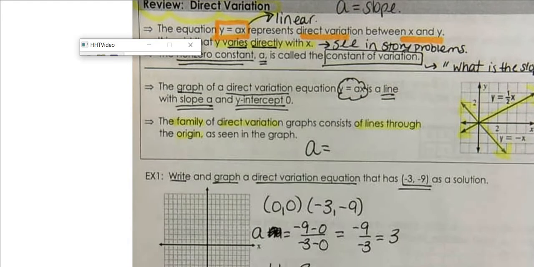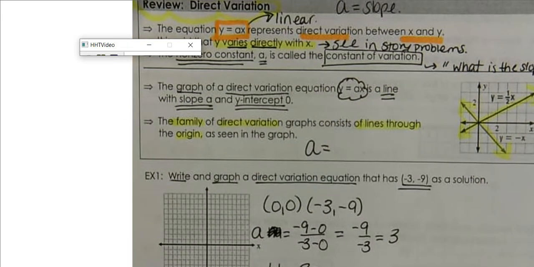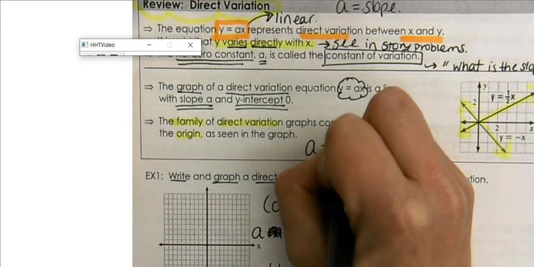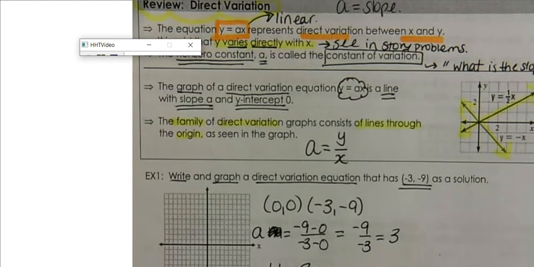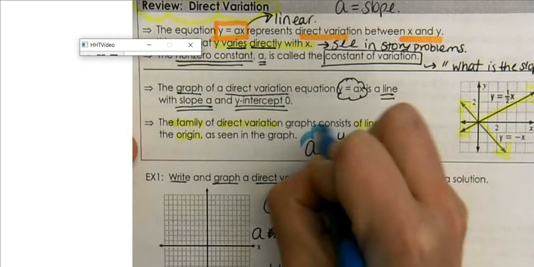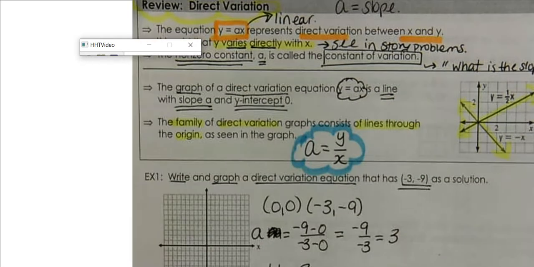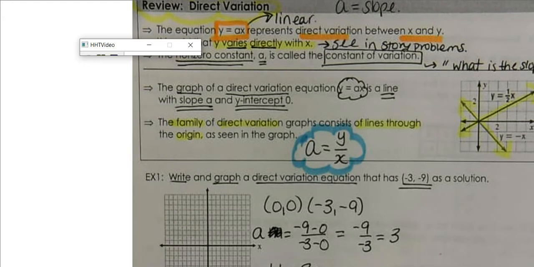Since our a value is related to slope, and slope is the change in y over the change in x, simply put, a is equal to y over x. And this is a really cool shortcut that I want you to be aware of, because it will help you as we are working with story problems as well as with table values.